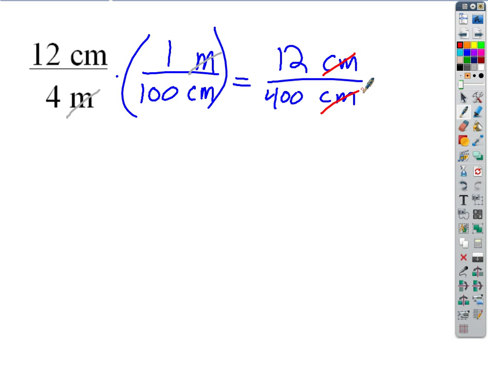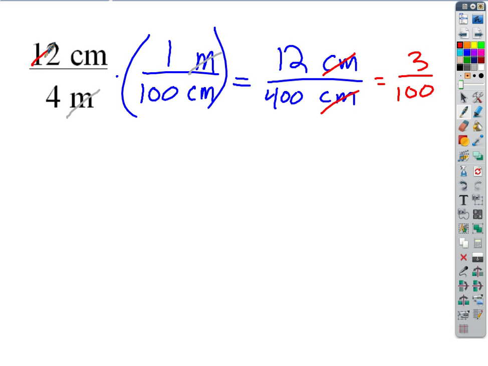Okay, so now the centimeters cancel, and I could reduce that fraction. What's the easiest or the biggest number that divides into both the top and the bottom? 2 does, yeah. Is there another one? 4 does, doesn't it? Yeah, 4 does. 4 goes into the top how many times? 3. Into the bottom? 100. Good.